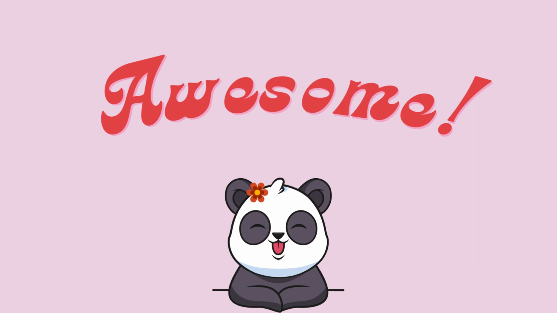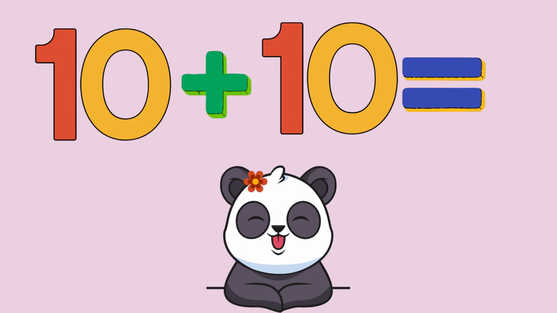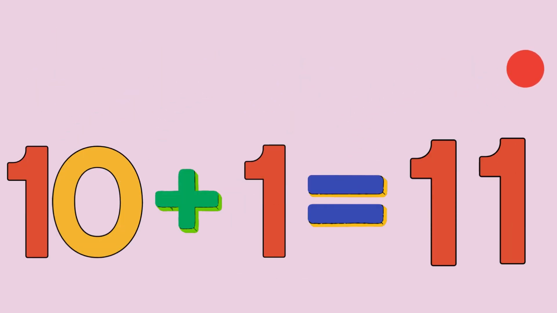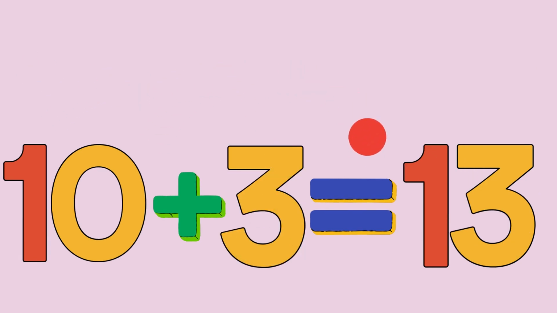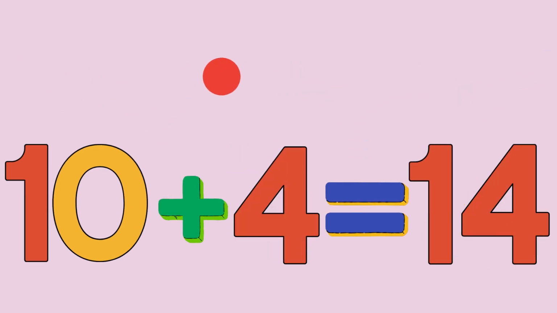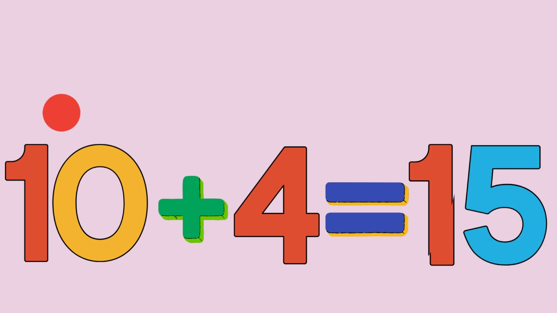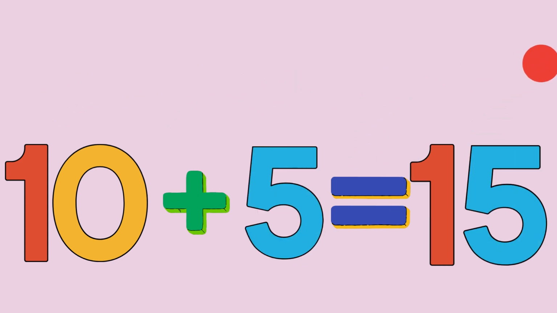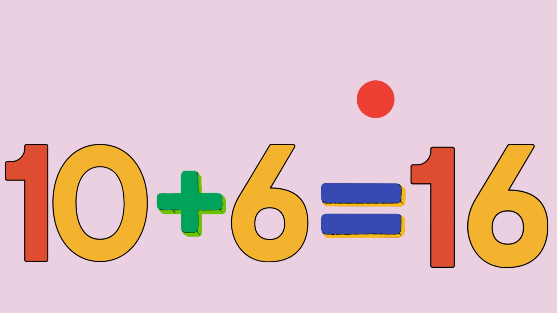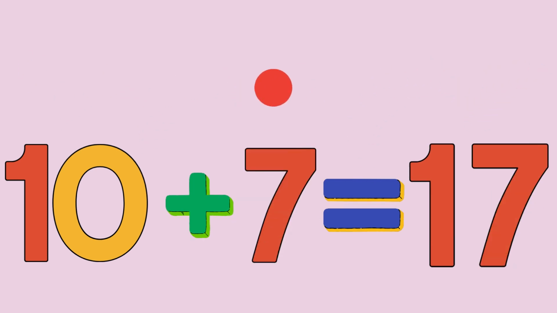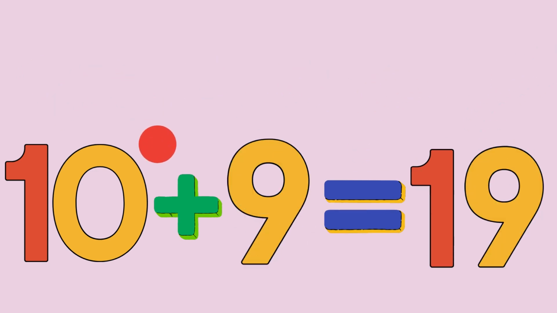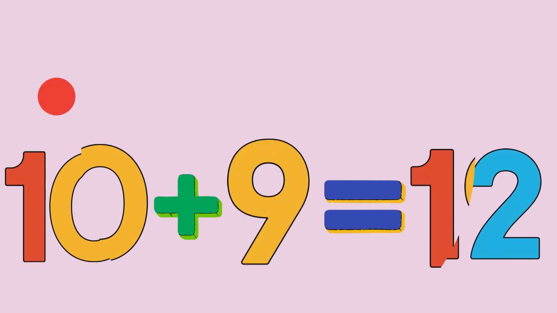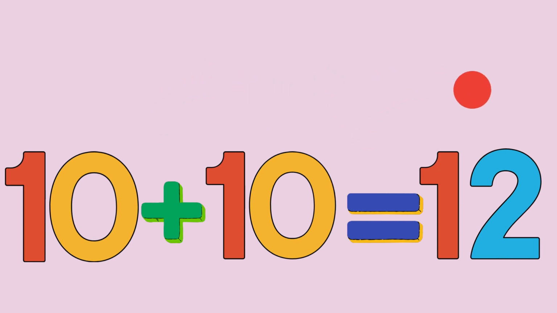That's awesome! We are almost done. And last, we are going to table 10. 10 plus 1 is 11. 10 plus 2 is 12. 10 plus 3 is 13. 10 plus 4 is 14. 10 plus 5 is 15. 10 plus 6 is 16. 10 plus 7 is 17. 10 plus 8 is 18. 10 plus 9 is 19. 10 plus 10 is 20.